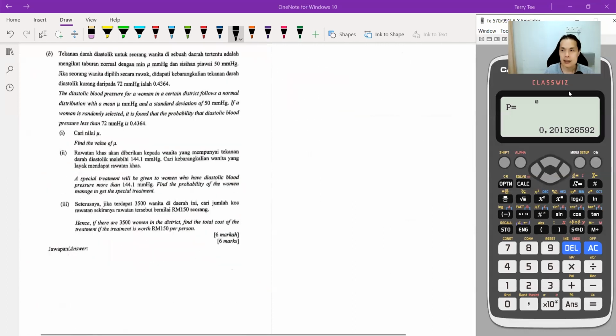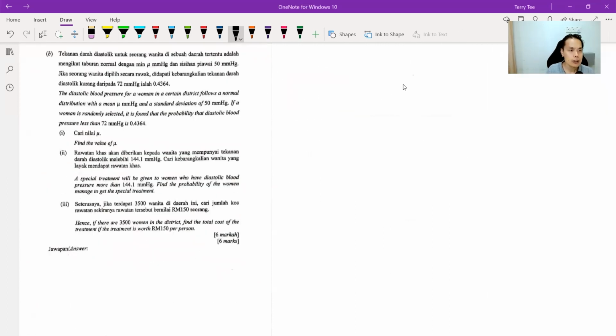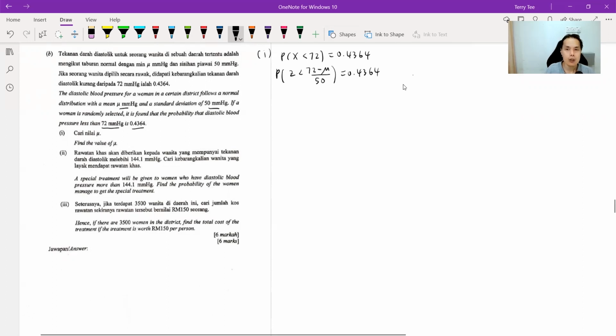The second part B is a normal distribution. Here the diastolic blood pressure for women in a certain district follows a normal distribution with mean mu. The mean is not given; you find the mean. The standard deviation is 50. The probability that the blood pressure is less than 72 is 0.4364. So we start off by writing P(X less than 72) is 0.4364. Let us standardize this: 72 minus mu over standard deviation 50, and this is 0.4364.